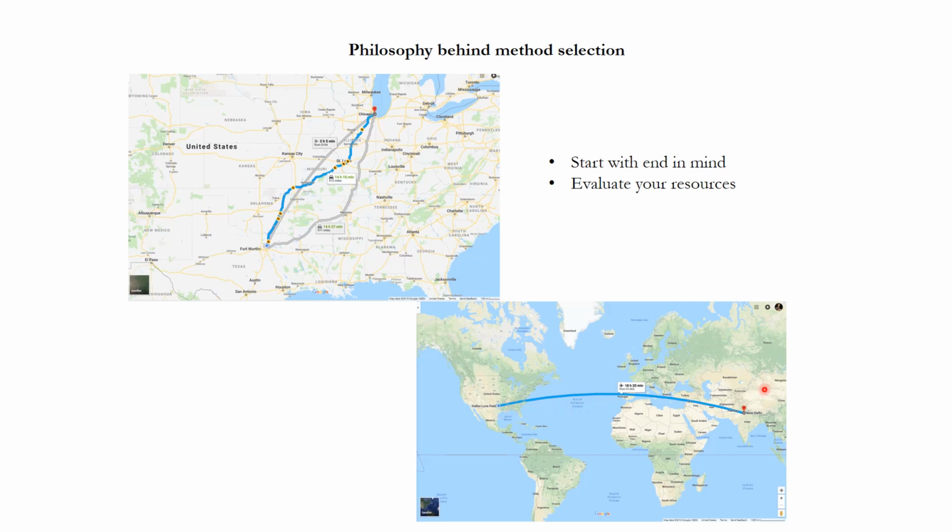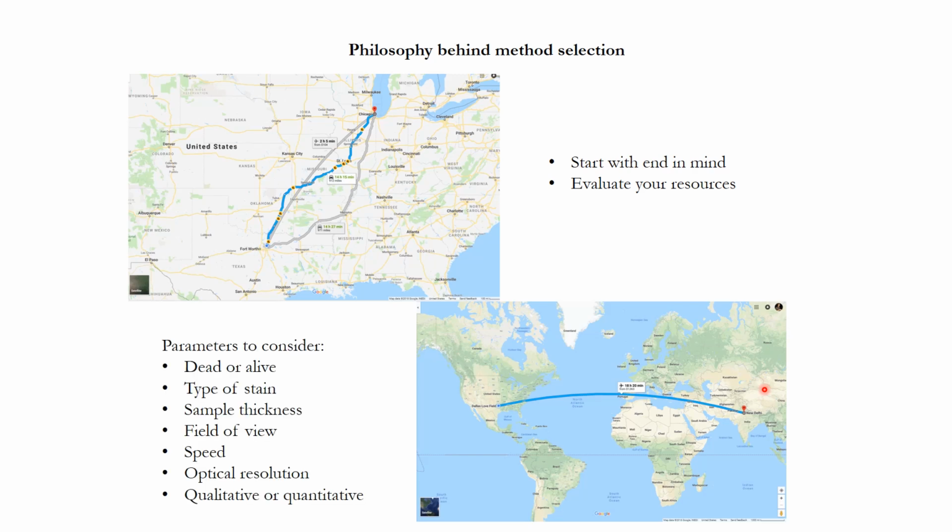Now, in the real experimental condition, these are the parameters which you might consider. Just like here, the time and the resource, same way you have to consider in your sample whether your sample is dead or alive, what kind of stain you are using, is it a fluorescent label or a standard eosin kind of stain, what kind of sample thickness, is it a very thick sample or a thin sample, what kind of field of view do you want, to image the entire mouse brain or are you looking towards imaging inside a single cell, what kind of imaging speed do you want?